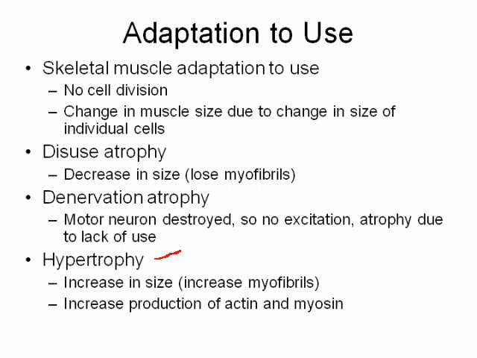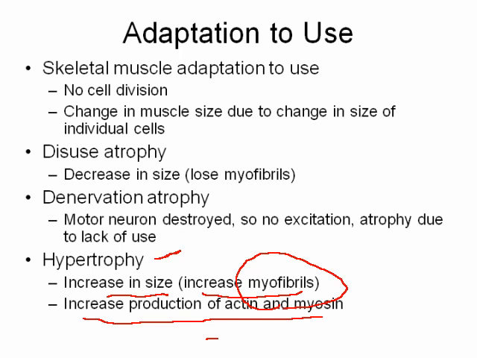You can have hypertrophy. This is an increase in size. In this case, we're increasing the number of myofibrils, which is increasing the size of the individual cells. And with that, obviously, there's going to be an increased production of actin and myosin in order to increase the number of myofibrils.